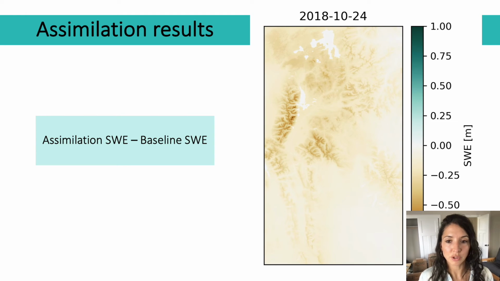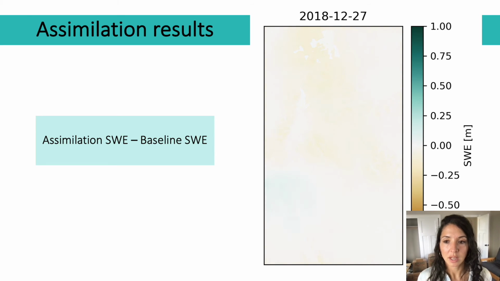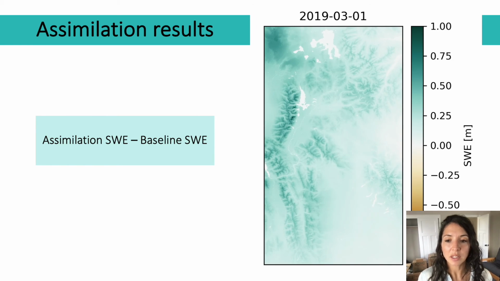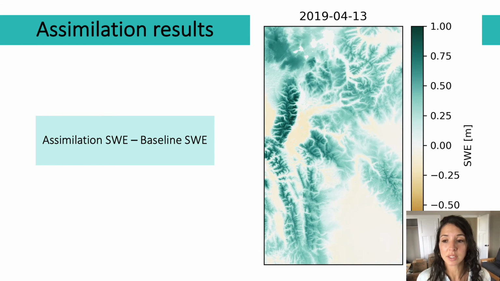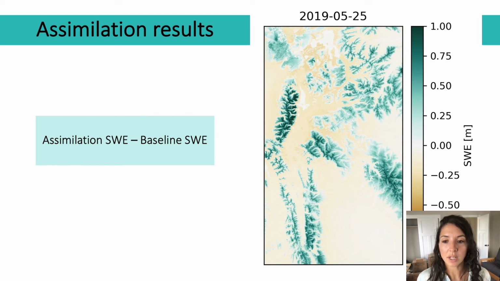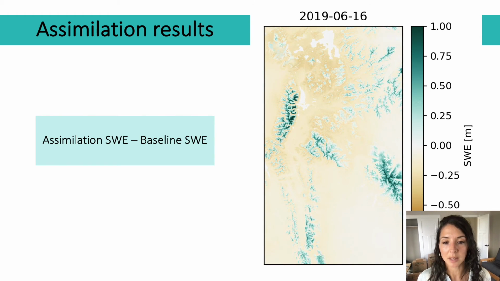This animation shows the difference between the SWE modeled with assimilation and the SWE modeled without assimilation. Anywhere you see green is where assimilation increased SWE compared to the baseline snow model run, and anywhere you see brown shows where SWE was decreased by the additional assimilation of observations. Note that there is variability across the landscape in both space and time.